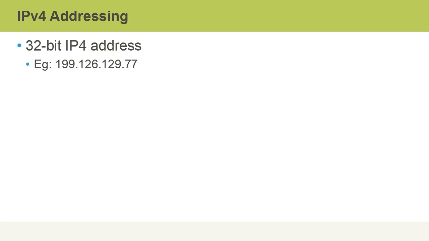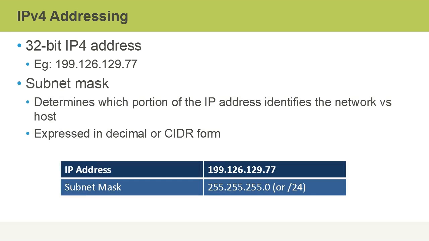IP addresses are 32 bits long, for example, 199.126.129.77. So they're expressed in decimal form or base 10, where each 8 bits or byte is separated with a dot. The subnet mask determines which part of the IP address identifies the network versus the host. And the subnet mask is expressed, again, either in decimal base 10 form or in CIDR form.